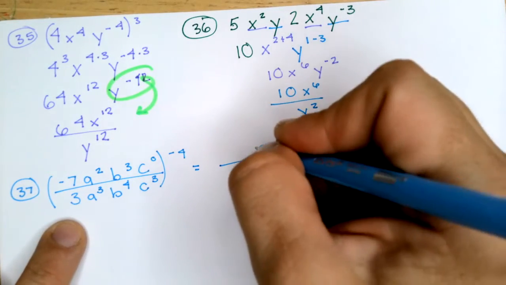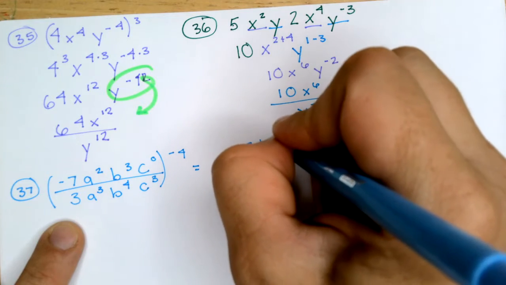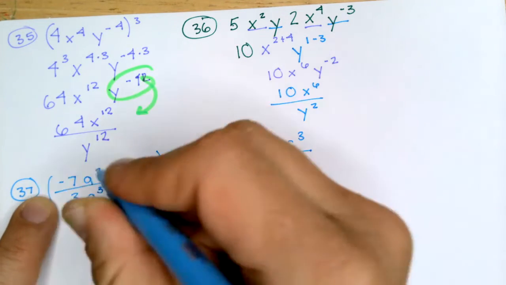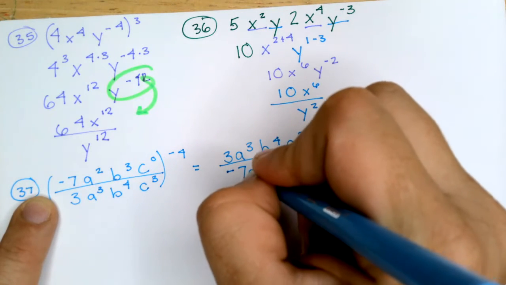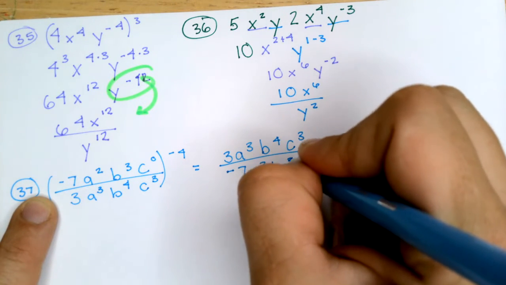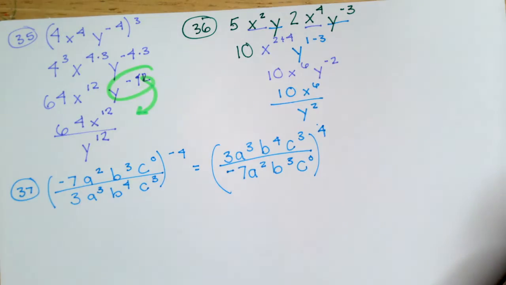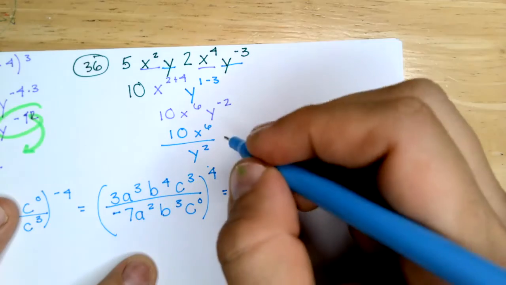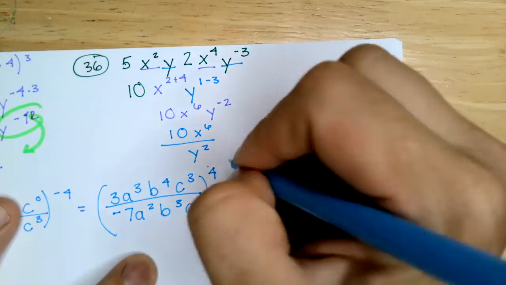So everything down here, I'm going to put up here. 3a to the third, b to the fourth, c to the third. Negative 7. So the only negative I'm changing is this one. So it's still negative 7, a squared, b to the third, c to the 0. And now we're just raising it to the regular 4th power. Now you can either simplify or you can distribute the 4.